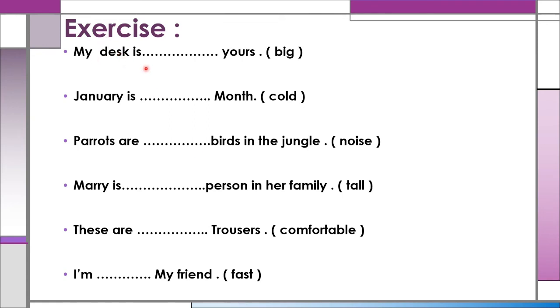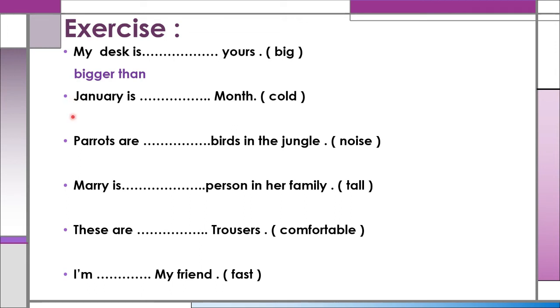Number one, my desk is blank yours, and we have big. Firstly, big is a short adjective. So we have to say bigger or the biggest. In this sentence, we have two items, my desk and yours. So in this sentence, we use the comparative adjective. My desk is bigger than yours.